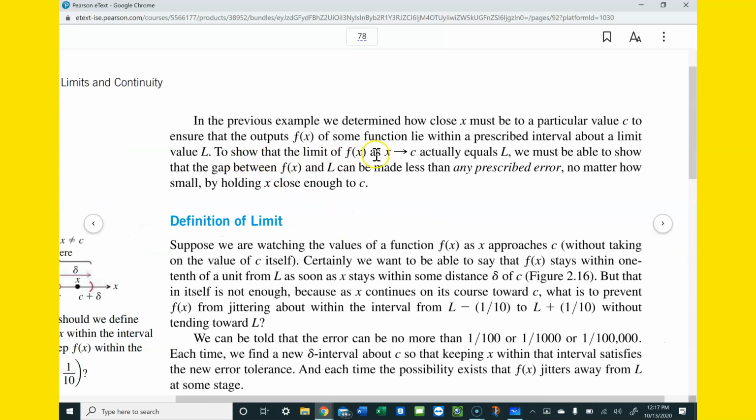To show that the limit of f of x as x approaches c actually equals L, we must be able to show that the gap between f of x and L can be made less than any prescribed error, no matter how small, by holding x close enough to c.